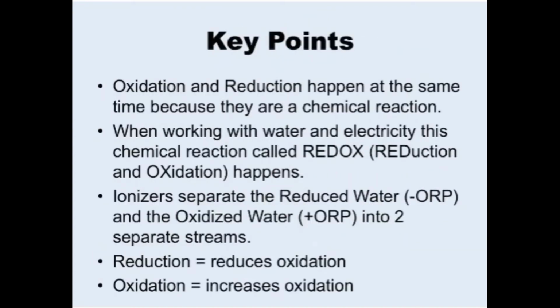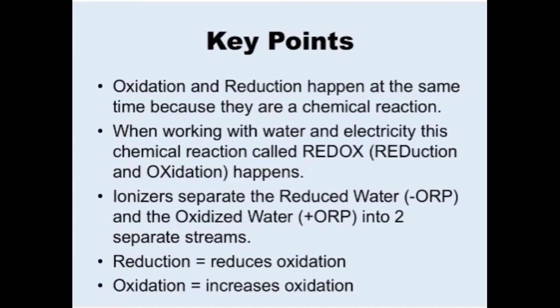So here are the key points that we're going to go through tonight. Oxidation and reduction always happen at exactly the same time because they're a chemical reaction. One thing is happening while the other thing is happening. It's a simultaneous reaction, which in scientific terms is called a redox potential or redox action. So when you're working with water and electricity, the chemical reaction called redox happens.